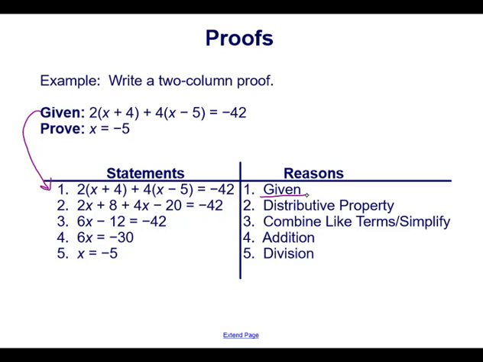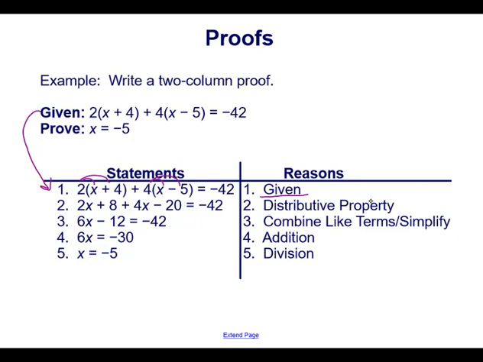So the second line or statement can be, if we use the distributive property, we distribute the 2 to the x plus 4 and the 4 to the x minus 5, we get 2x plus 8 plus 4x minus 20 equals negative 42, and you actually write that you used the distributive property.